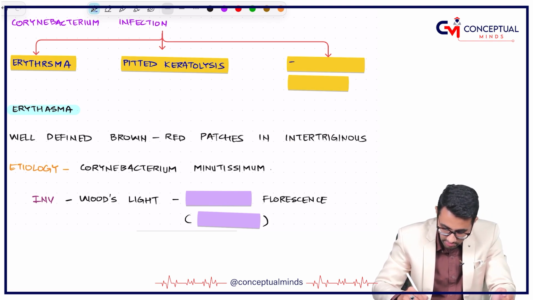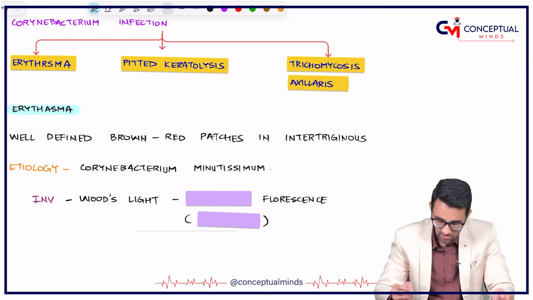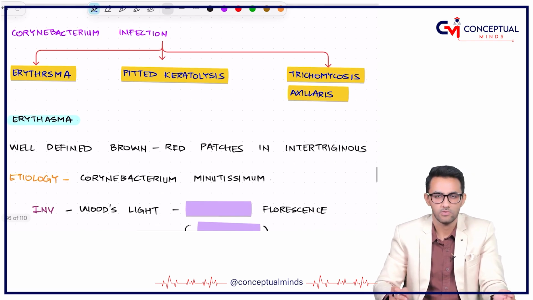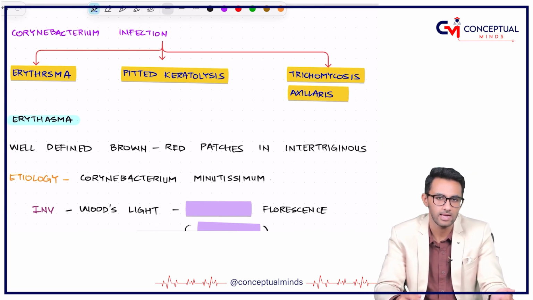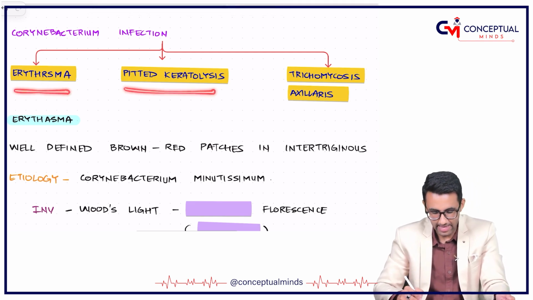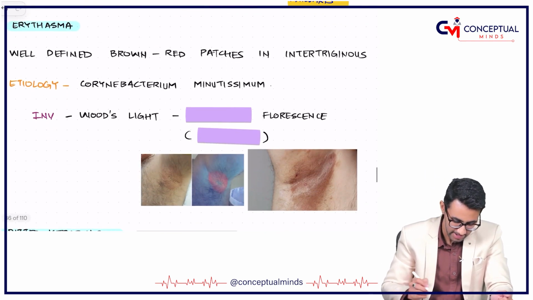Third one is trichomycosis axillaris. So these 3 would be the topics of discussion from here on. We are reading about Corynebacterial infections, and we have 3 on the hit list: erythrasma, pitted keratolysis, and trichomycosis axillaris. So the first one here is erythrasma.